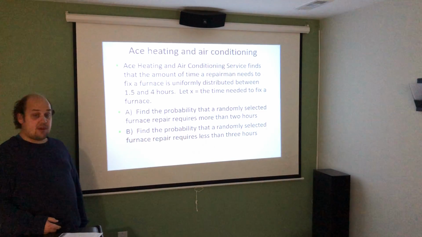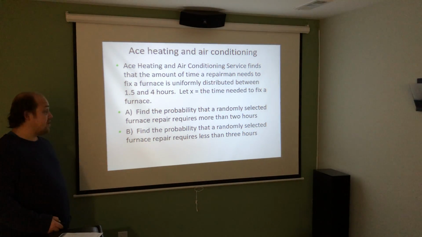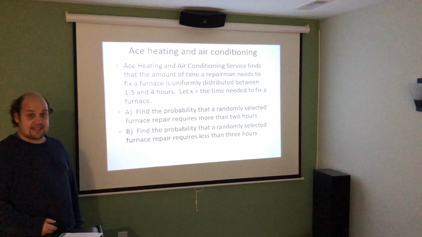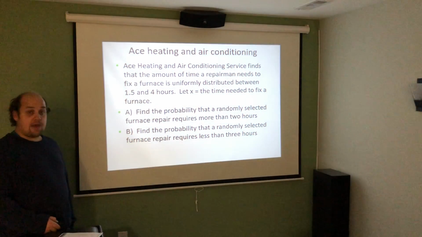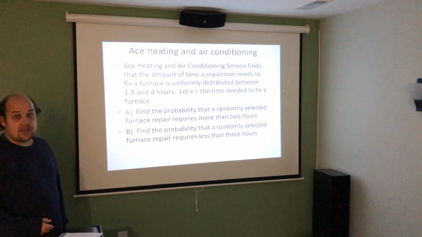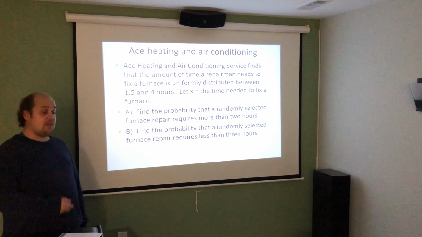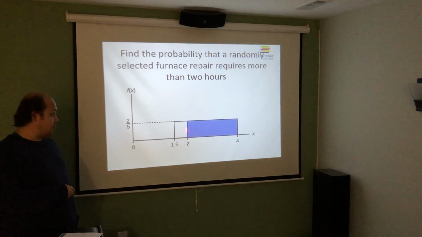Then for each of A and B, I'm going to shade a different area. In A, if I want it to be more than 2 hours, I'm going to draw a line at 2 and shade to the right till I get to the end of my box. If I want to find the probability it's less than 3 hours, I'm going to draw a line at 3 and shade to the left to the start of the box to find the probability of less than. So here's what more than looks like. I put in the 2, I shade to the right of it.